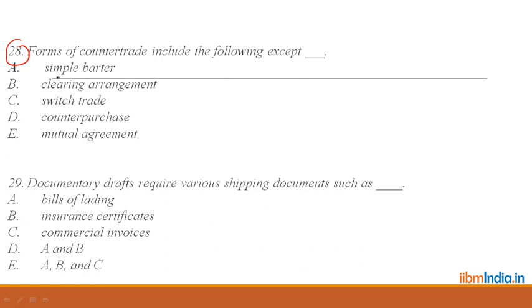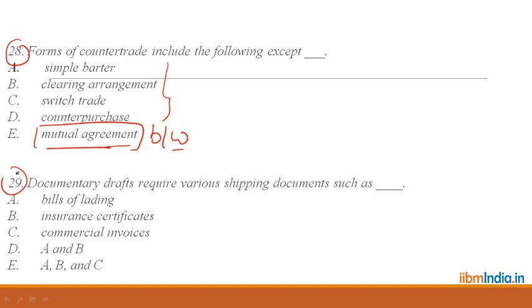Correct answer is not simple barter, no. Mutual agreement between the two parties is the correct answer, as the forms of counter trade include all of the following except mutual agreement. This is the correct answer. And all the others are actually forms of counter trade.